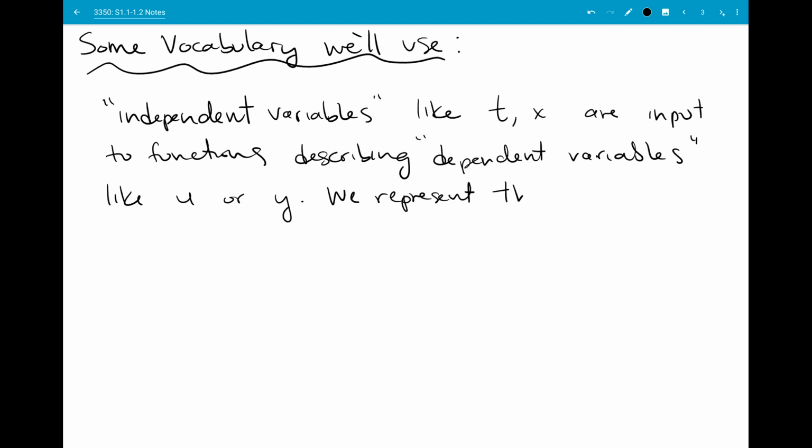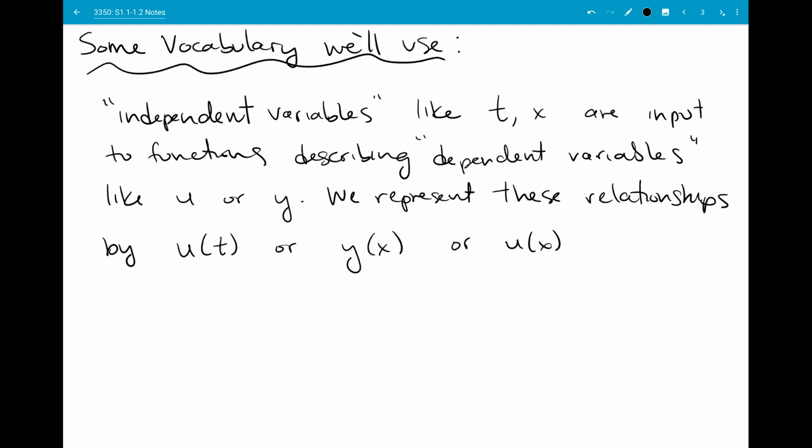We represent these relationships by something like u of t or y of x. You could even have u of x or y of t, it just depends on what your independent variable is and what your dependent variable is.